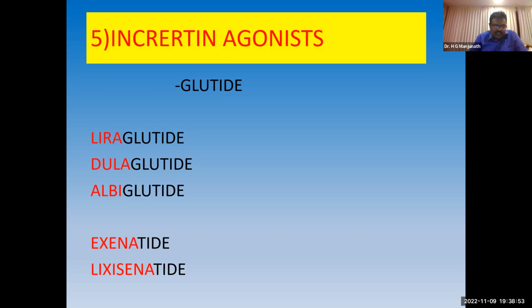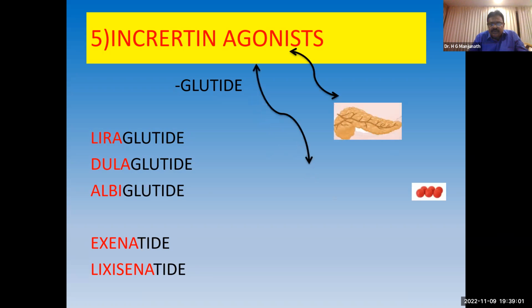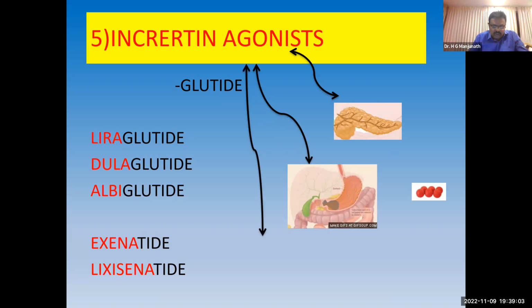These incretin agonists mainly act on the pancreas and affect the gastric system, like delaying the gastric emptying time, and they also act on the brain so that the appetite will be decreased. So they can produce some sort of weight loss in patients who are taking these drugs.